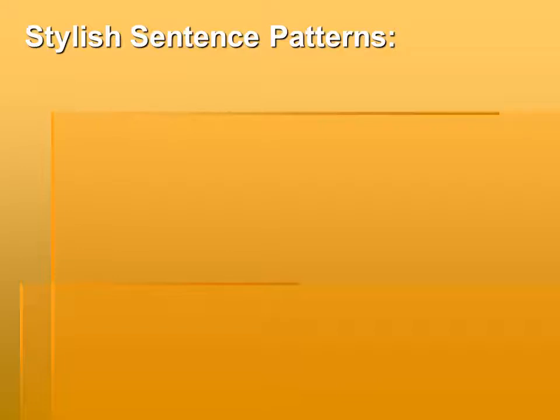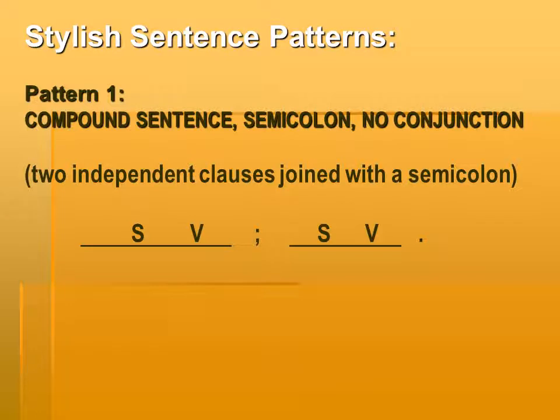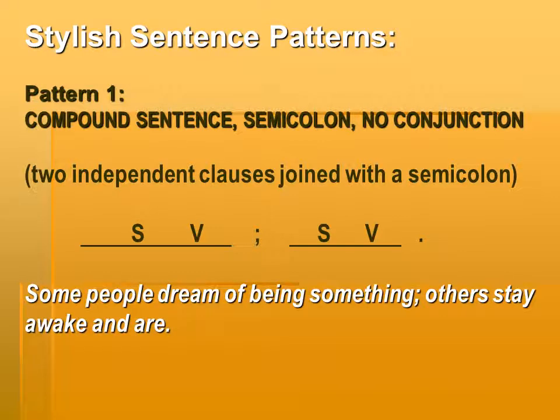So, stylish sentence patterns. There's going to be several of these, I think 18 altogether. The first pattern, pattern number one, and you should take notes on these. You don't necessarily need to know that it's number one, but it's a compound sentence with a semicolon, no conjunction. As it says, two independent clauses, or ICs, joined with a semicolon. Some people dream of being something, others stay awake and are. It's a simple compound sentence that uses a semicolon that joins two independent clauses that are related in some way.